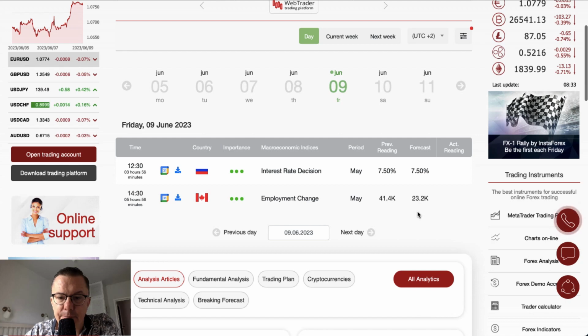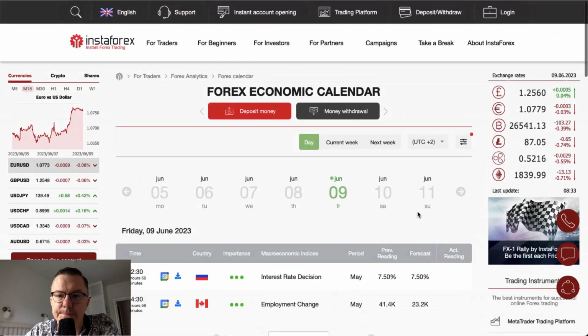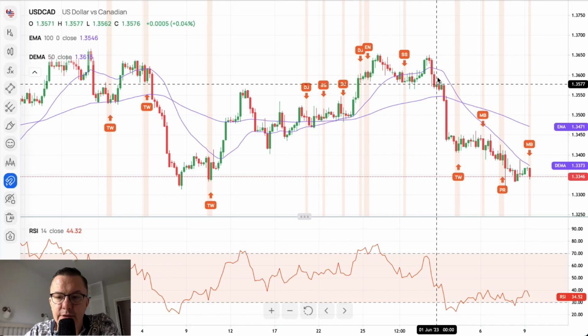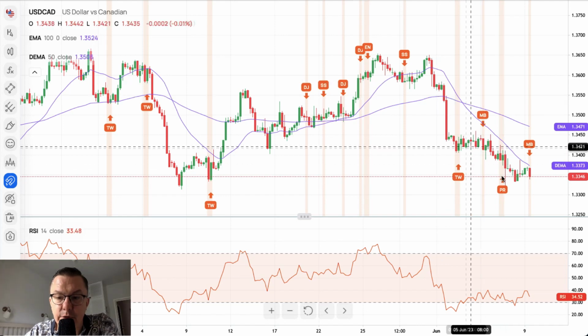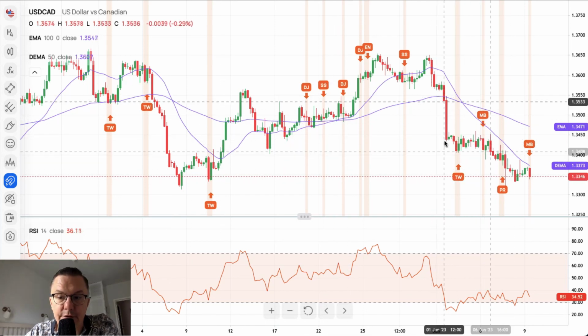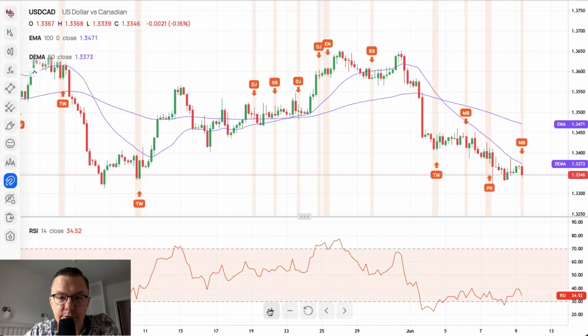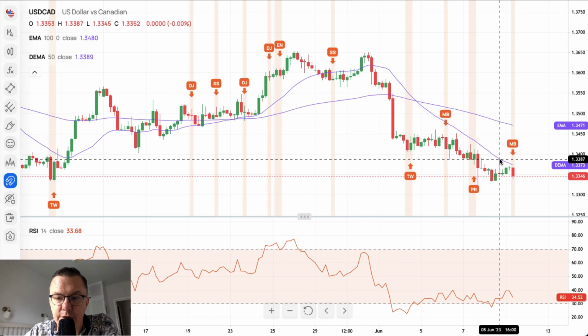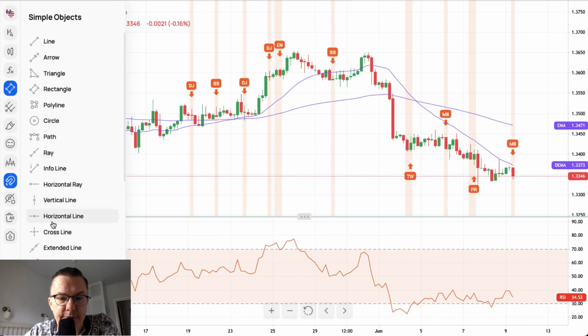Nevertheless, we should jump to the next section, which is of course the technical analysis, and take a look at the US dollar to the Canadian dollar 4 hour time frame chart. This is the US dollar to the Canadian dollar 4 hour time frame chart, and as you can see, we are still moving lower. And recently the market, let me just zoom in, the market rejected the 50 periods moving average around the level of 1.3387. So let me just sum it up for you guys.